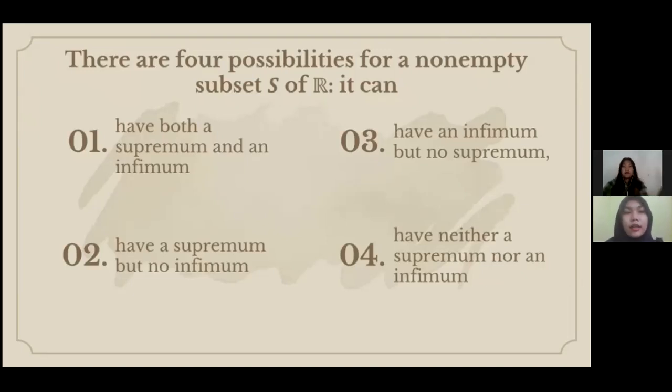Next, there are four possibilities for a non-empty subset S of real numbers. It can first have both a supremum and an infimum. Second, have a supremum but no infimum. Third, have an infimum but no supremum. And fourth, have neither a supremum nor an infimum.